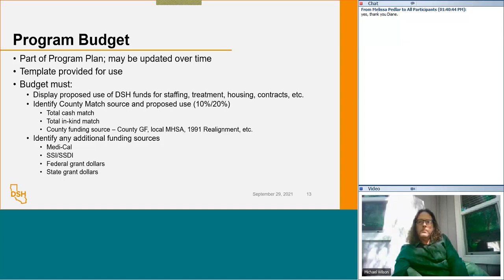For submitting your program plan budget, we are going to ask that you use the template that we provided, if at all possible. One of the reasons we ask you to do that is because it's actually a match to the template that we use for your required fiscal reports.